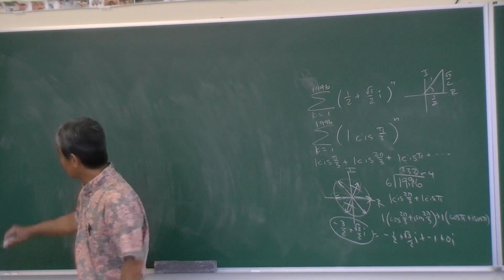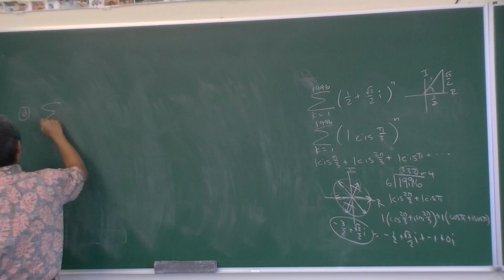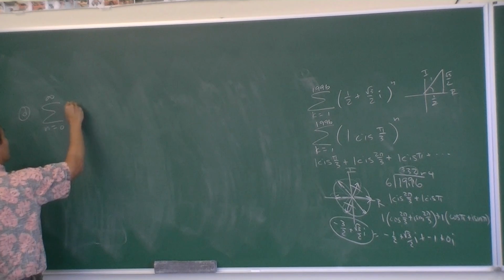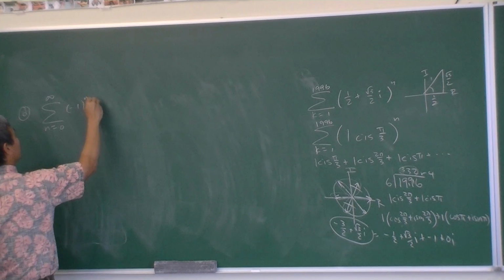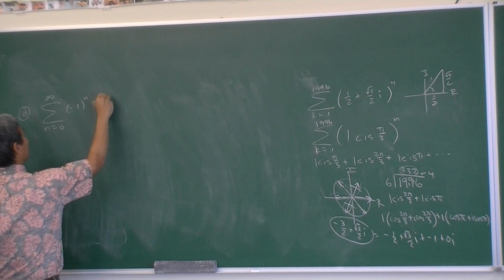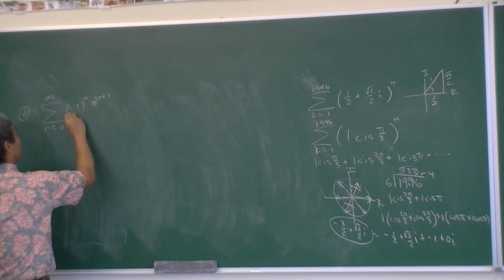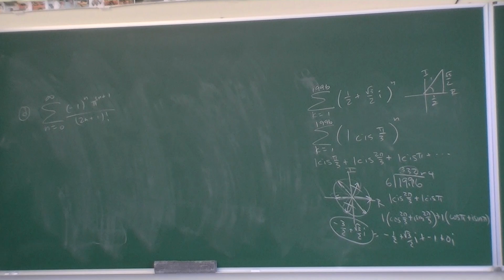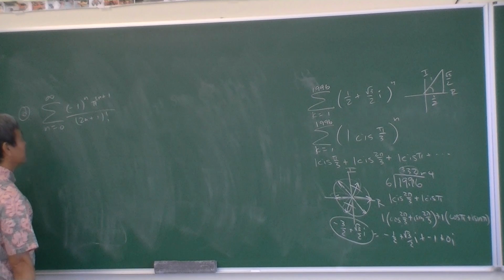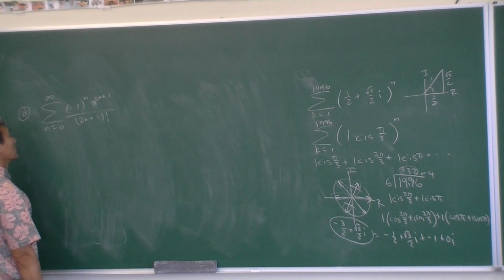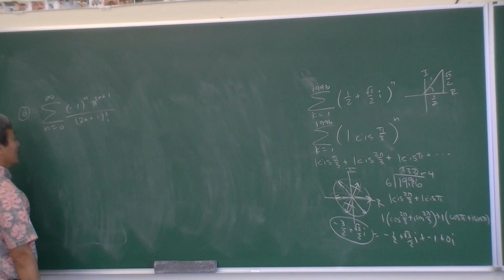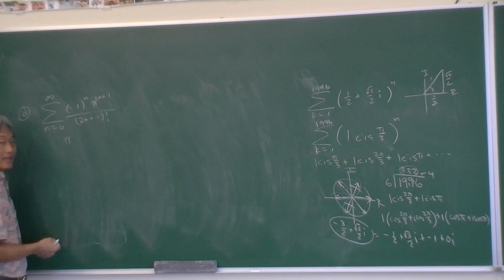D. Okay, D then. Okay, read it to me. Sigma n equals 0 to infinity, negative 1 to the n, pi to the n plus 1 over 2n plus 1 factorial. Okay. All I can tell you, write out the first few terms. Plug in 0, 1, 2, 3 and see what you get. Okay, plug in 0. What power of pi do we have for 1? Pi. Just pi then, right? Yeah.